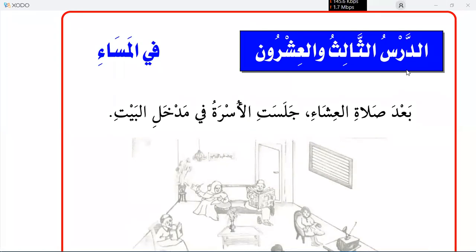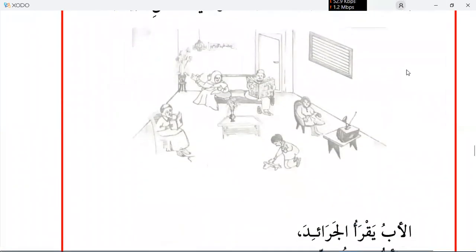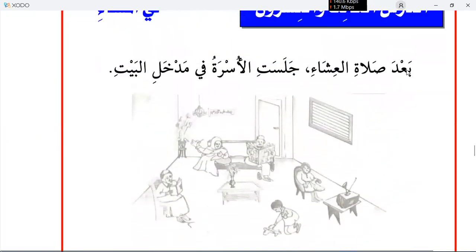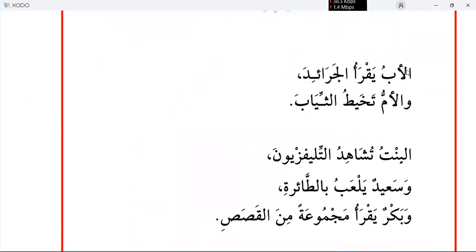After the salatul Isha, the family sat in the hall, in the hallway of the house. The father is reading the newspaper, and the mother is stitching the clothes.